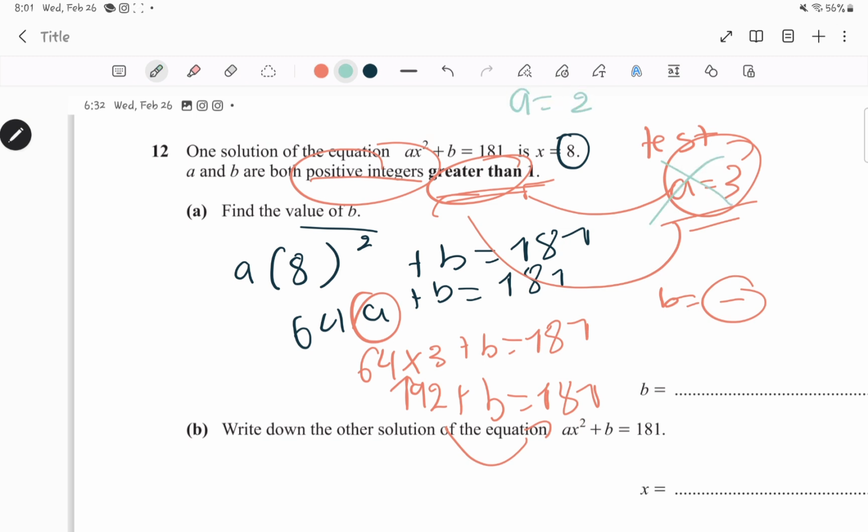We can choose 2, for example. Integers means they are full numbers. So you could take 64 times 2 plus b is equal to 181. 64 times 2 is 128. 128 plus b is equal to 181. Move it to the other side. You will get that b is then 53.